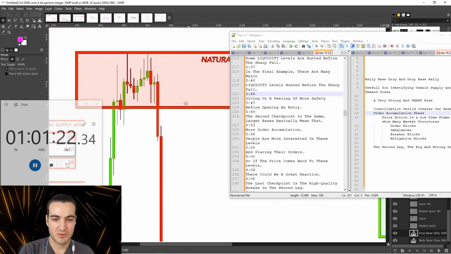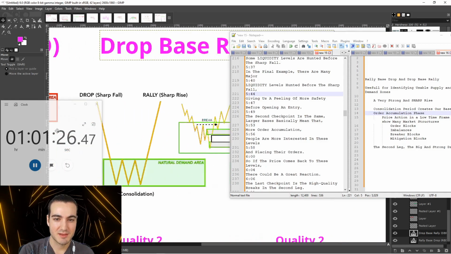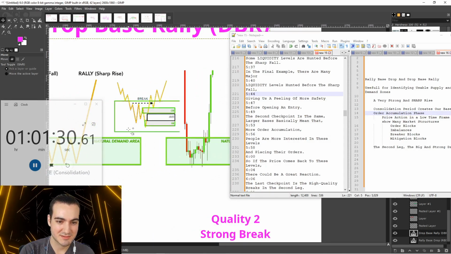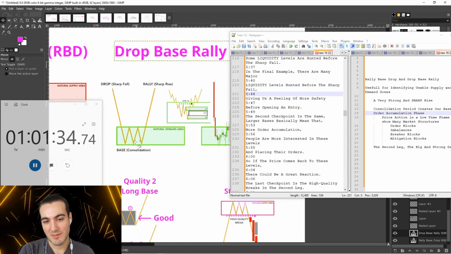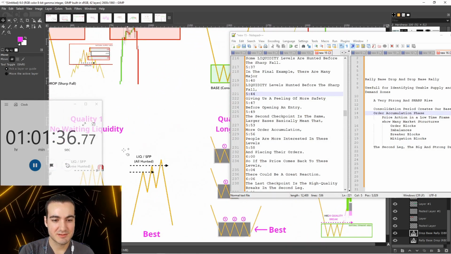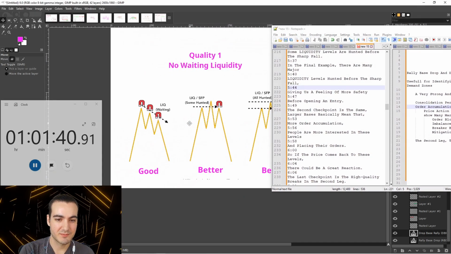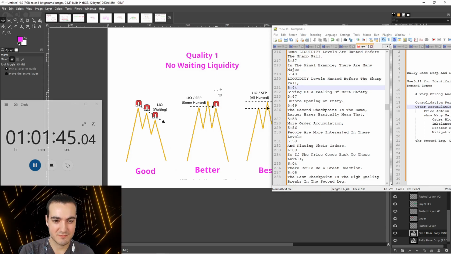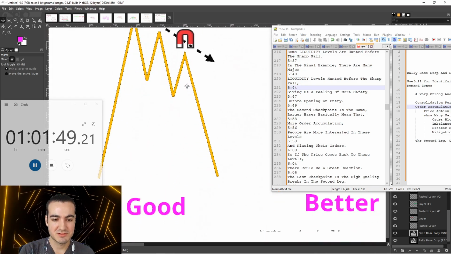The base will form a natural supply area if it's a rally-base-drop, and a natural demand area if it's a drop-base-rally. But what's really interesting here is the quality points, especially this first quality point, because it's not something that I've previously considered as what you should be looking for.